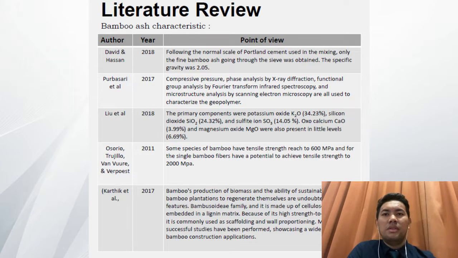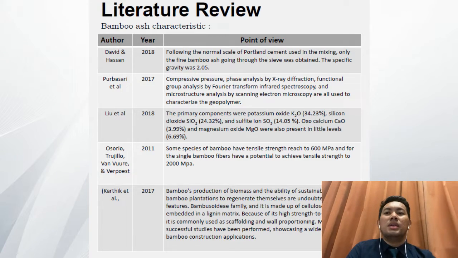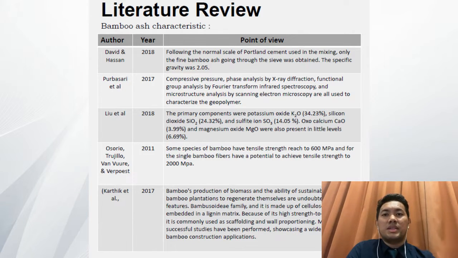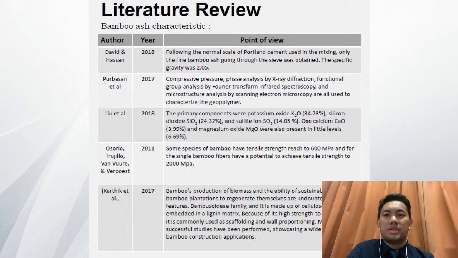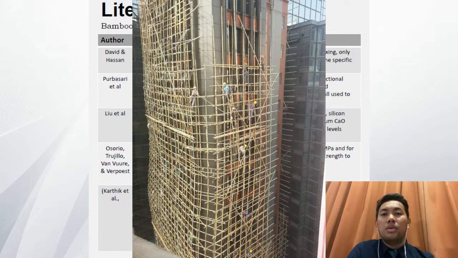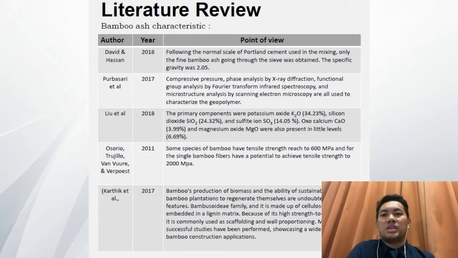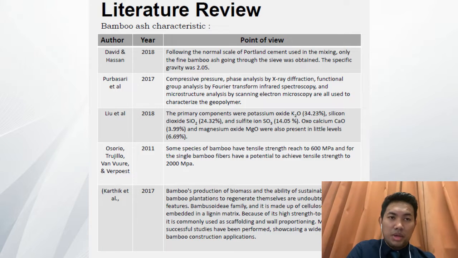Some species of bamboo have a tensile strength of up to 600 megapascal, and a single bamboo fiber has the potential to achieve a tensile strength of 2000 megapascal. Bamboo biomass production and the ability of sustainably managed bamboo plantations to regenerate themselves are undoubtedly important features. Bamboo, of the Bambusoideae family, is made up of cellulose fibers embedded in a matrix. Because of its high tensile strength to weight ratio, it is commonly used as scaffolding and wall partitioning. Many successful studies have been performed, showcasing a wide range of bamboo construction applications. So in my study, I will transform the bamboo into ash to replace the cement.